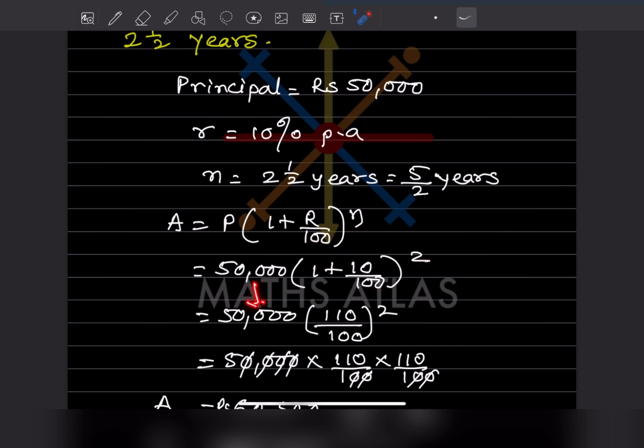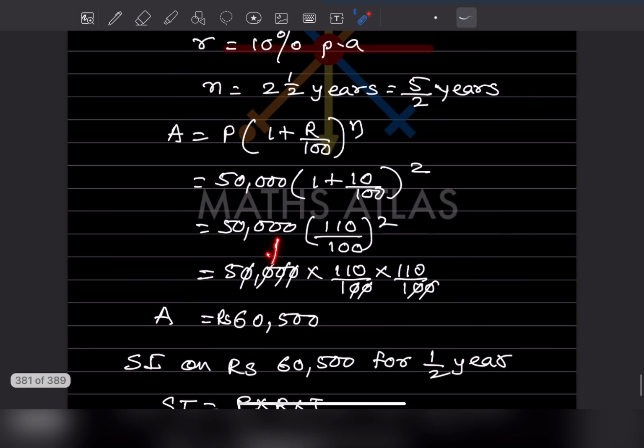So 50,000 the principal, 1 plus R means 10 by 100, raised to 2. So 50,000, when you add this one, that is going to be 110 by 100 raised to 2. So this will be 50,000, and this you are going to multiply twice. So this and this get cancelled, this and this get cancelled. So this into this into this, that is going to be rupees 60,500. So the amount is given as rupees 60,500.